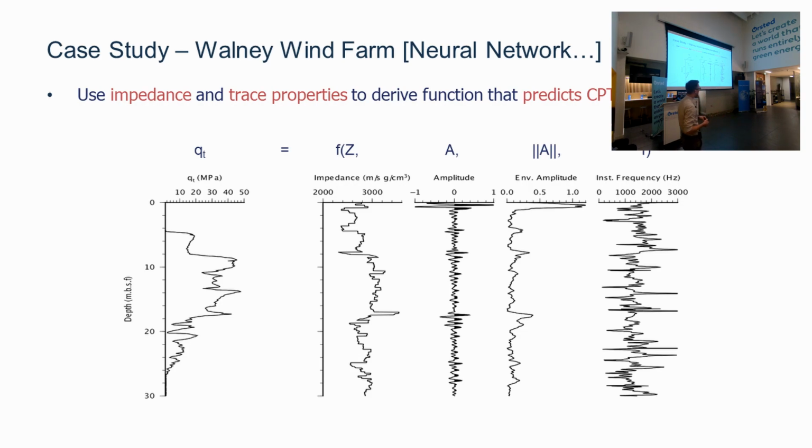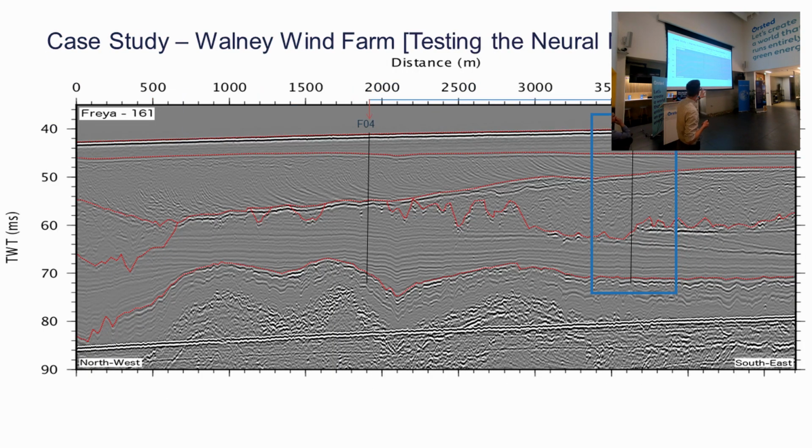But in essence, we train the algorithm with the input here of cone resistance, and we use all of the content within that seismic data. We look at the impedance, the amplitude, and the instantaneous frequency that's preserved within the seismic data, and use that combination of things with a genetic algorithm to, first of all, train the algorithm. So we start with FO2, and we're going to predict about 1.5 kilometers away what's going on at FO4, another location where we have a CPT.